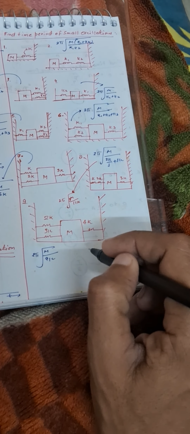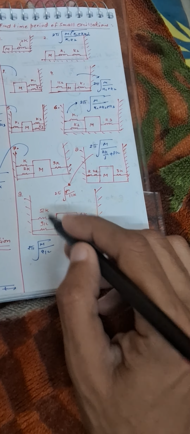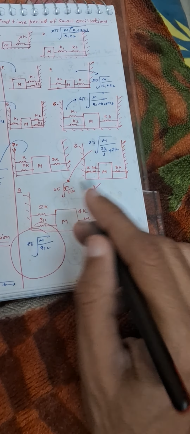Next, here all the three springs are in parallel. So we have k equivalent as 2k plus 3k plus 4k, which is 9k. So that is going to be the time period for this.